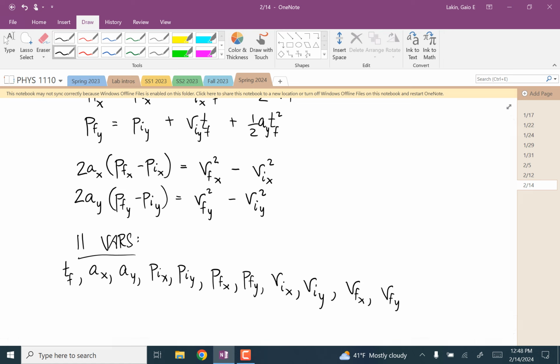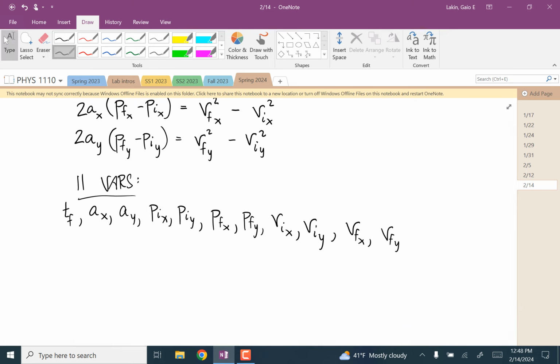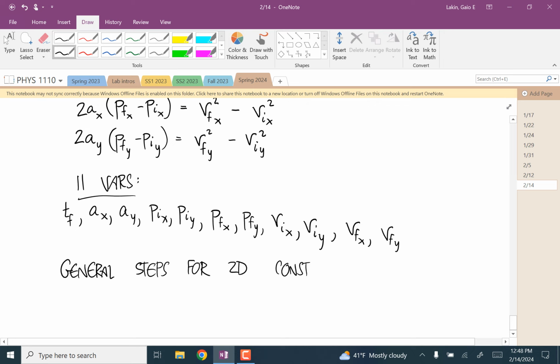So I'm going to give you a general set of steps for using these in 2 dimensions, and then we'll just get into example problems, and we'll just do a lot of example problems. Like our next class, we'll spend pretty much the whole time just doing example problems. But first here, the general steps to follow for 2D constant acceleration equations.